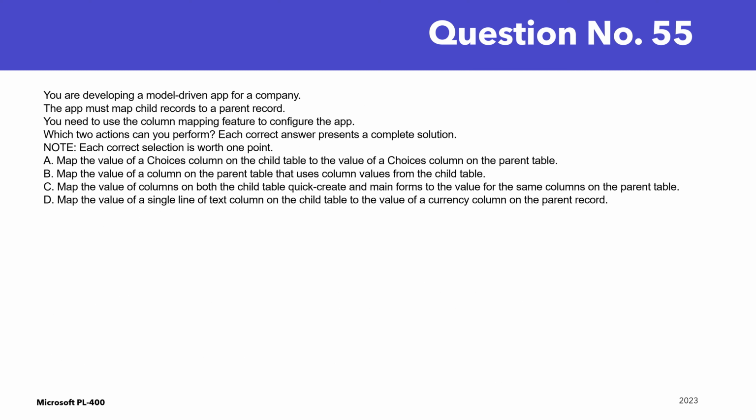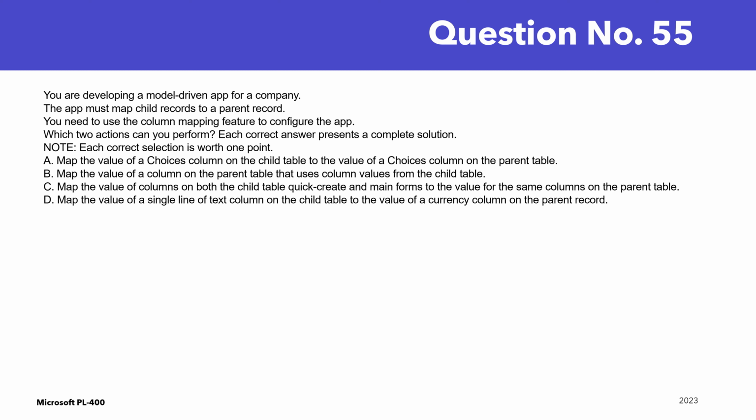You are developing a model-driven app for a company. The app must map child records to a parent record. You need to use the column mapping feature to configure the app. Which two actions can you perform? Each correct answer presents a complete solution. Note, each correct selection is worth 1 point.